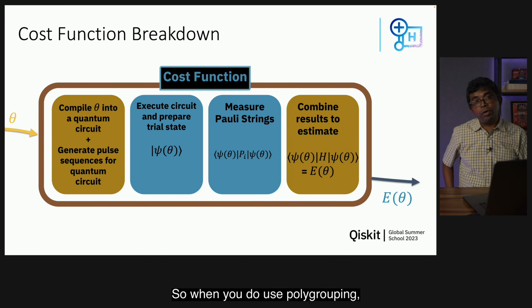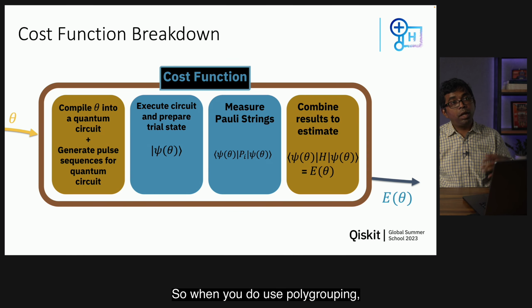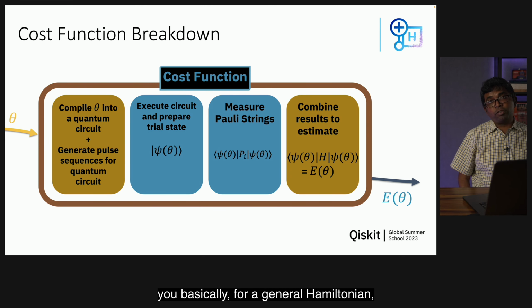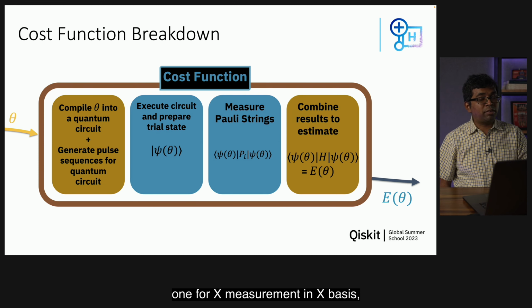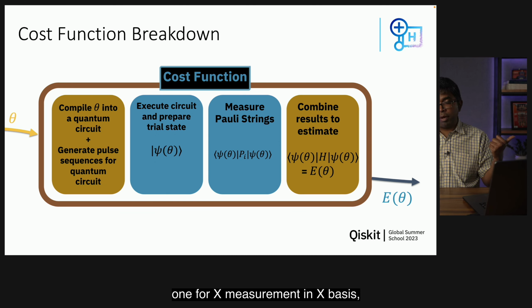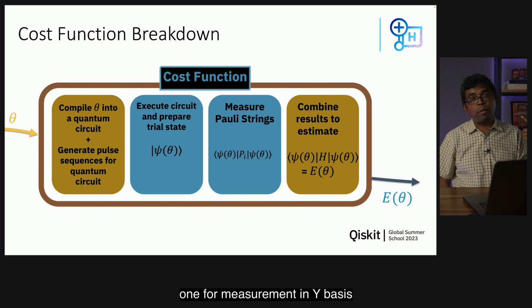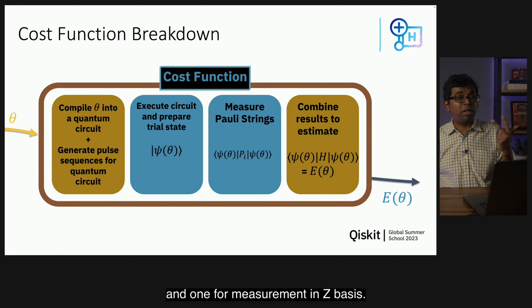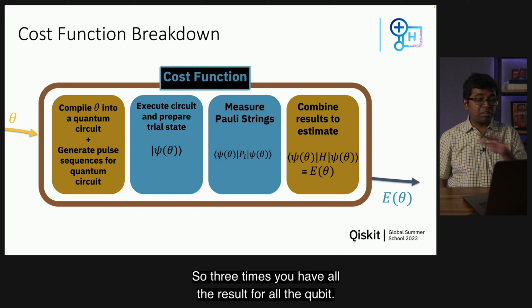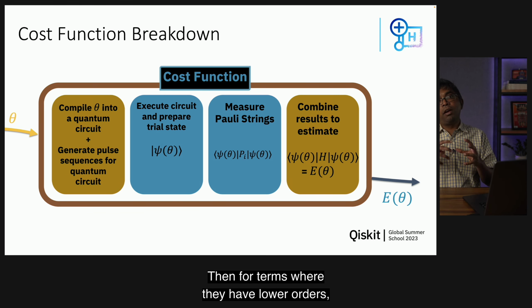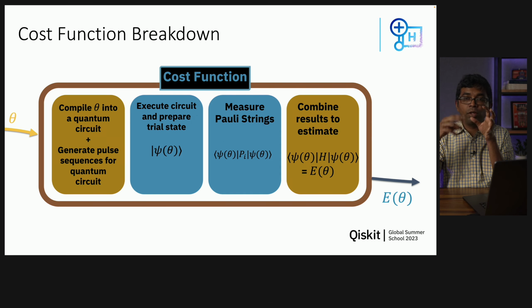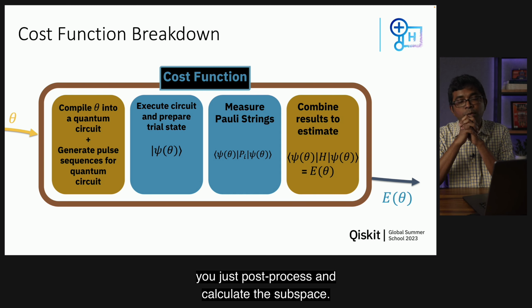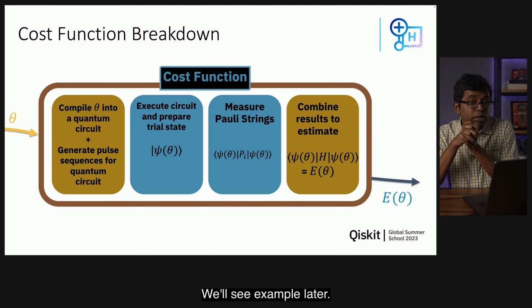So when you use Pauli grouping, for a general Hamiltonian, you run the circuit 3 times: one for measurement in the x basis, one for measurement in the y basis, and one for measurement in the z basis. So in 3 runs you have all the results for all the qubits. Then for terms that have lower orders, you just post-process and calculate the subspace. We'll see an example later.